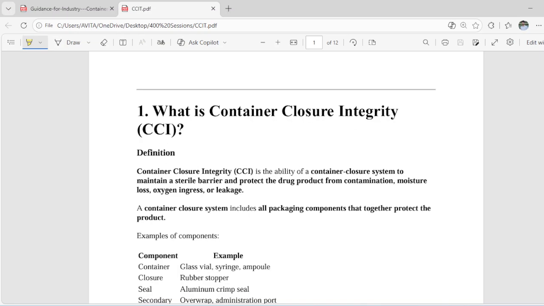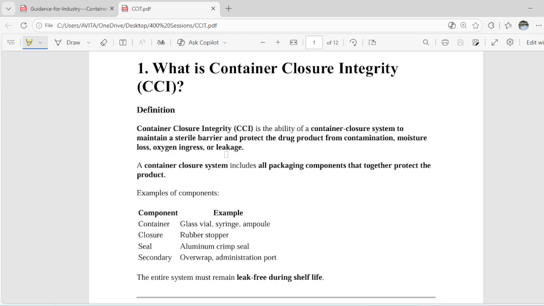Hi everyone. Today we're going to discuss a very important topic for sterile products or injectables, which is the container closure integrity test. First things first, its definition. Container closure integrity is the ability of a container closure system to maintain a sterile barrier and protect the drug product from contamination, moisture, moisture loss, oxygen ingress, or leakage.